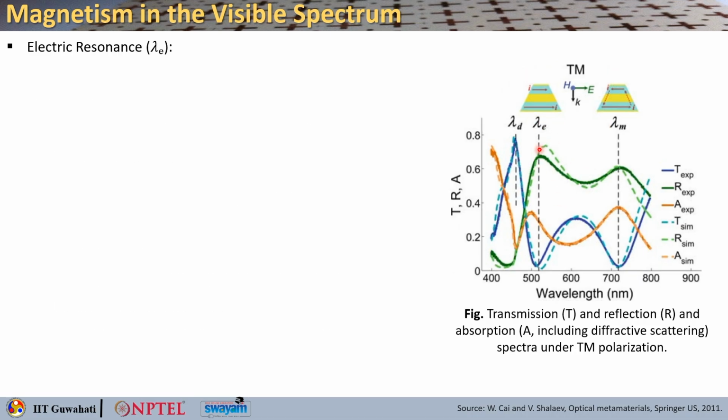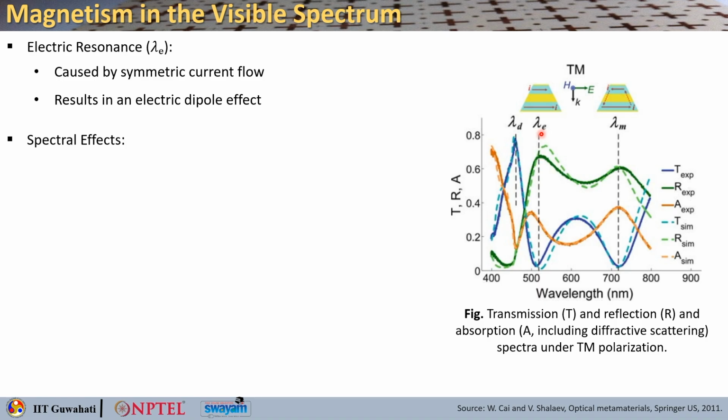Now, the second feature is the electric resonance, which is caused by a symmetric current mode. In this case the currents are in the same direction. So this electric resonance comes from symmetric current flow, and it gives you an overall electric dipole effect. Spectrally, these two resonances give you local minima in the transmission spectrum, and they appear as maxima in the reflection spectrum.